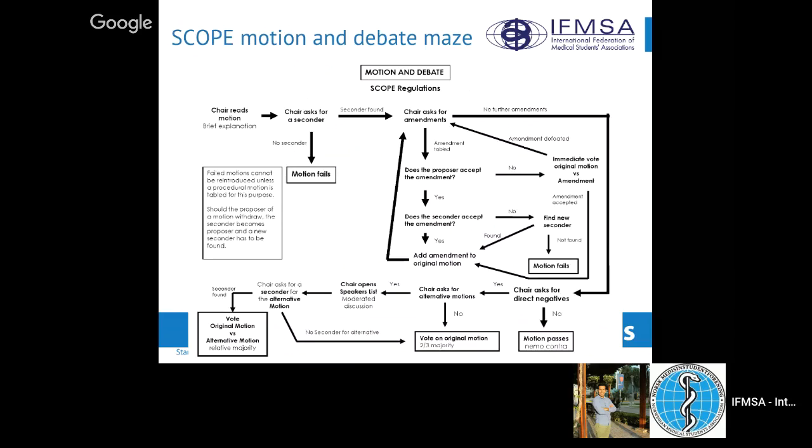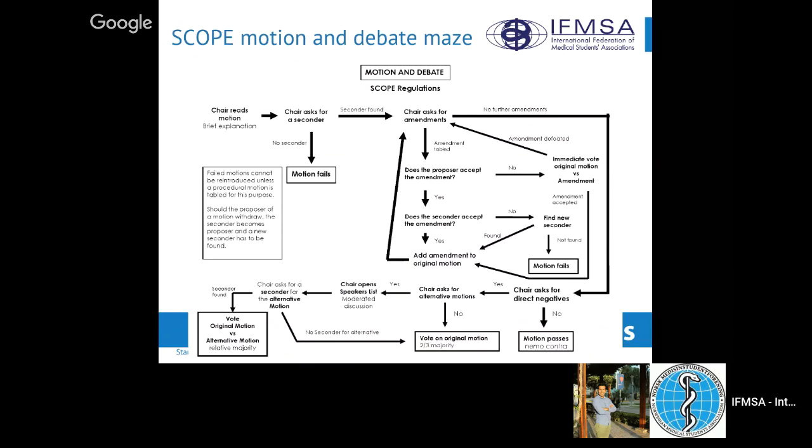The chair asks for amendments. If you want to amend a motion, it means you want to change something in the original motion, but it's a minor edit: a word, or a short part of a phrase. If you want to change the meaning of the motion significantly, then you have to vote against that motion and propose an alternative motion, which is explained later on. If there is no amendment, the chair asks directly if there is any direct negative.